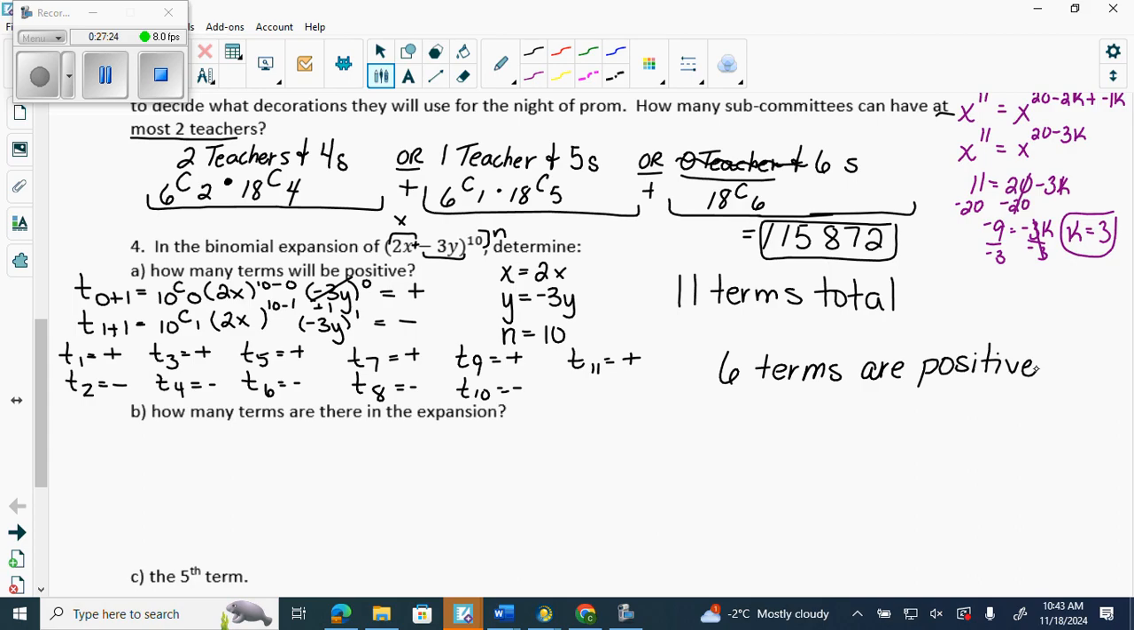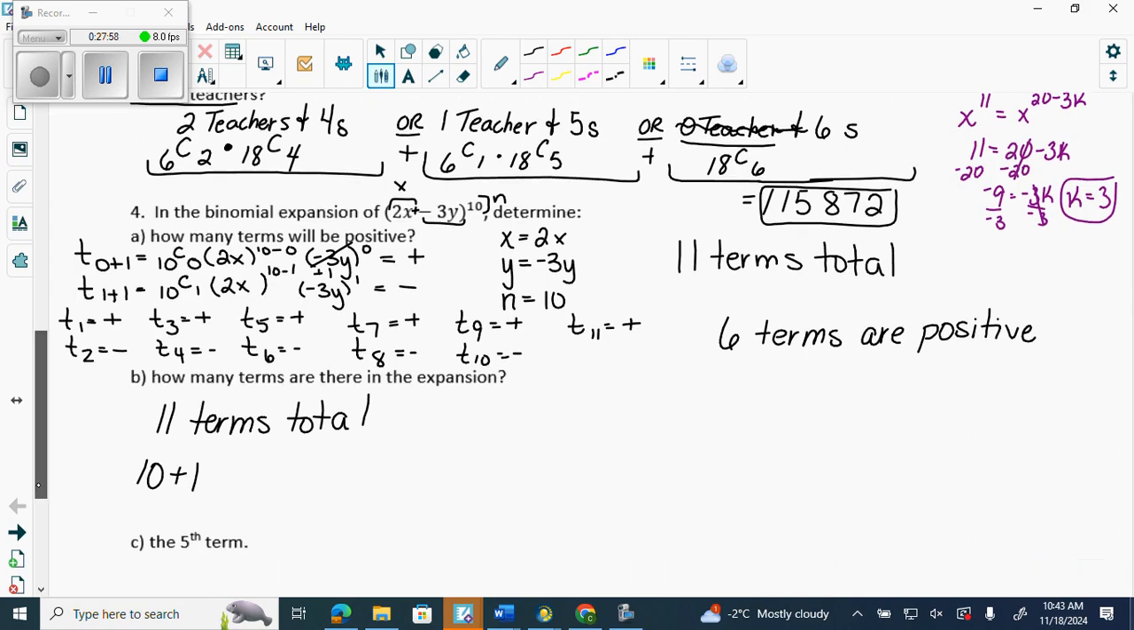How many terms are in the expansion? We talked about this already. 11 terms total. And if it says determine the number of terms in the expansion, you would have to go 10 plus 1 and then explain it. N is the total number of terms. We go from k equals 0 all the way to n, so k equals 0 to n is 11 terms. You'd have to explain it if it said determine. If it says state the number of terms, you'd say 11. If it says determine the number of terms, you'd have to go 10 plus 1.